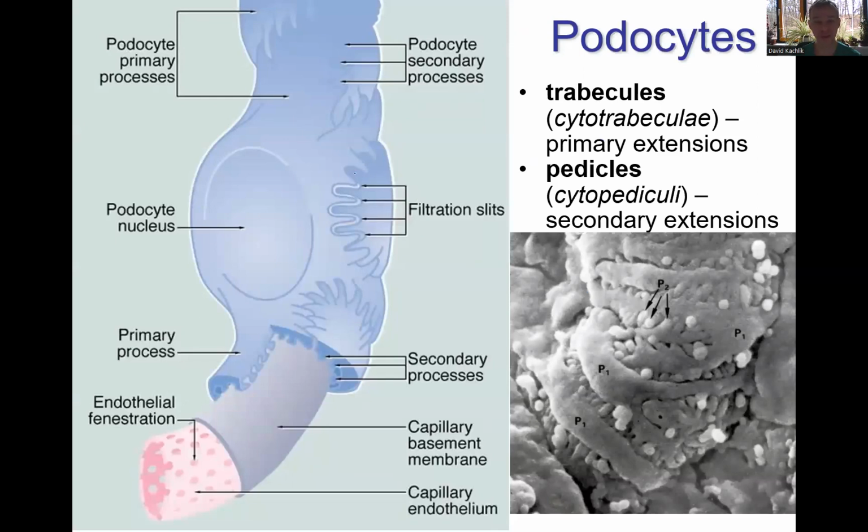So if you look at some figures, we can see the podocyte, and the podocyte has got larger and smaller levels of processes. So we can see these trabeculae, and these trabeculae then give these small processes which we call pedicles. And only these small holes, which you can see in between, are the filtration slits.